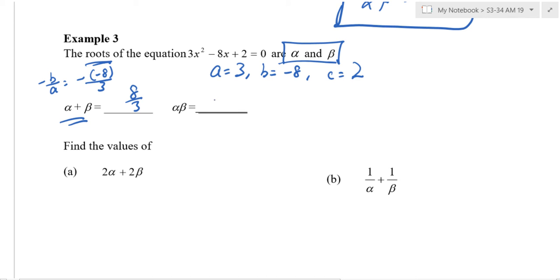Matthew, what is alpha beta? 2 over 3. Now, can you write down A? In exam, this is 1 mark. So I tell you, this is 1 mark. This is 1 mark. This is 1 mark. Wow, 3 marks. That's good, right? Easy, right? Okay.